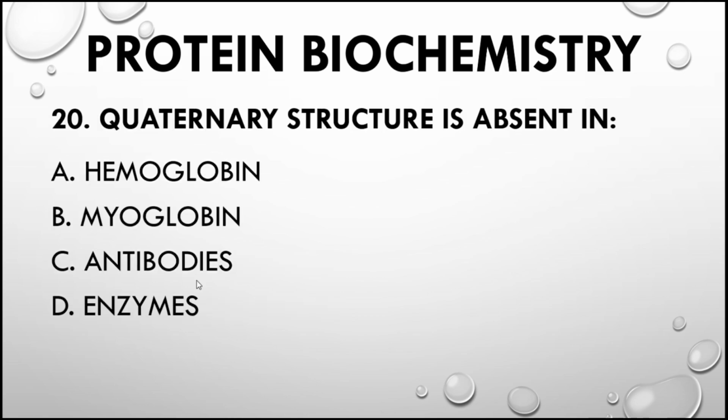Number 20. Quaternary structure is absent in: hemoglobin, myoglobin, antibodies, or enzyme? The answer is not antibodies and it's not enzyme. It's between hemoglobin and myoglobin.